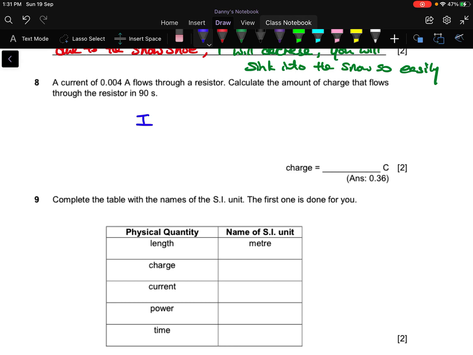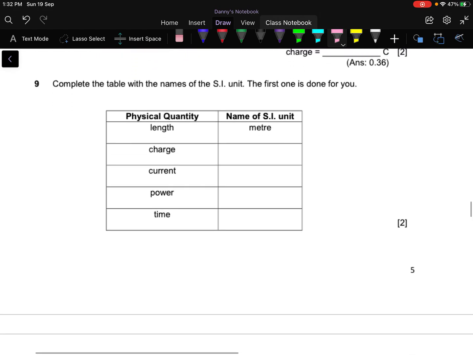So for question 8, I think most of you shouldn't have issue unless you are not familiar with the formula. So the formula required is actually the current formula, which tells you current is basically the amount of charges flowing through in 1 second. So here you are given the current, and basically this is the time, and you are supposed to find the amount of charge. So if you do carefully, you should be able to get the answer.